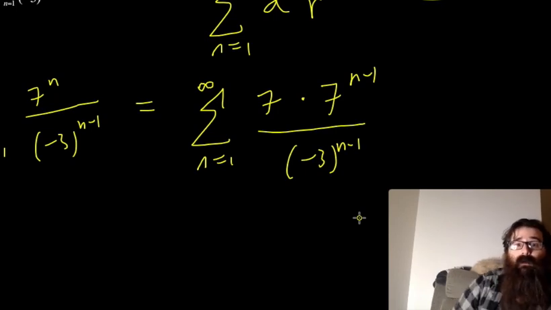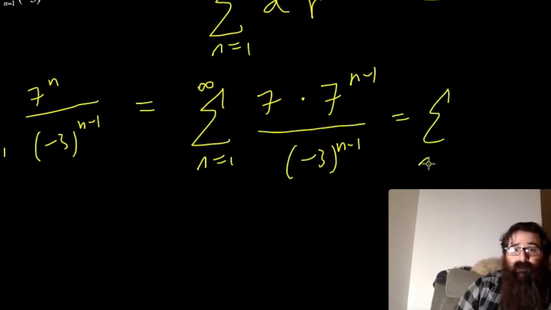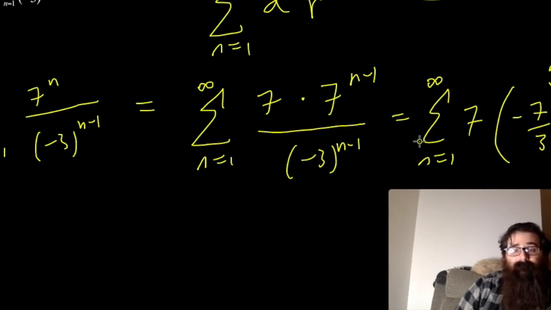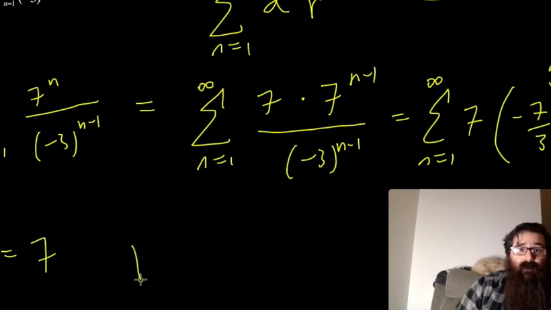And now I can write this as the sum from n equals 1 to infinity of, I have 7, the 7 that I broke off. Since the rest of this has the same exponent, n minus 1, I can collect it as -7 over 3 all to the power of n minus 1. You could leave the minus sign in the denominator. I just brought it to the top. You can put it in front of the fraction, but it's -7/3 to the power of n minus 1. Which means here I can see a is 7 and r is -7/3.